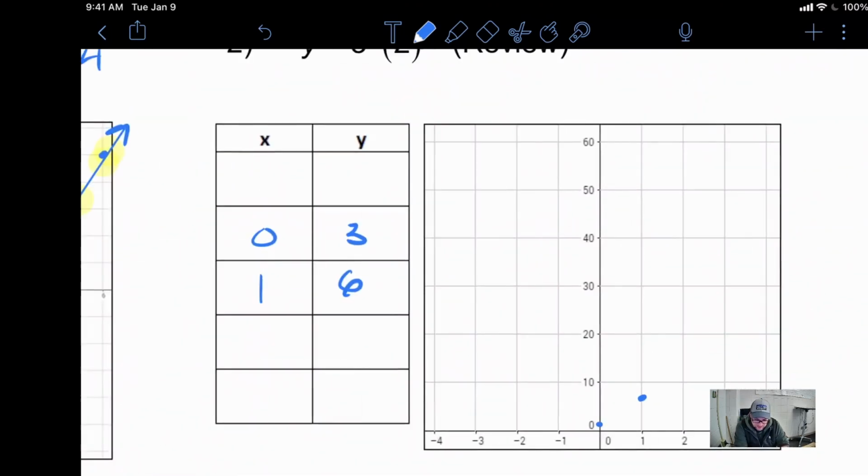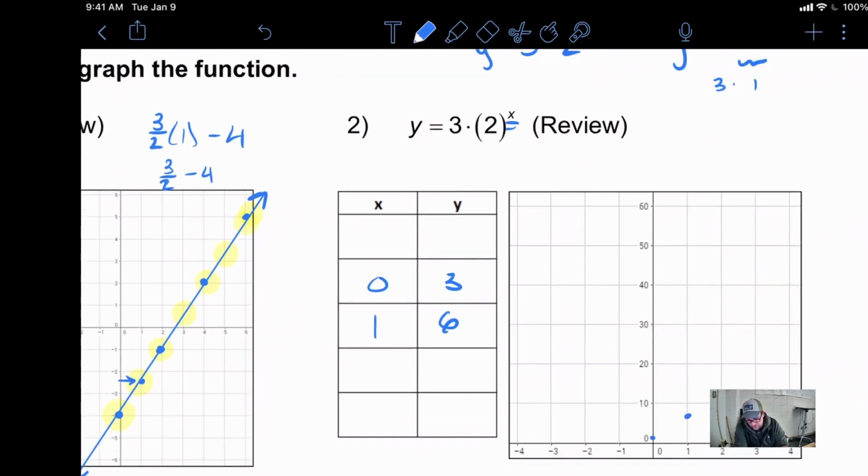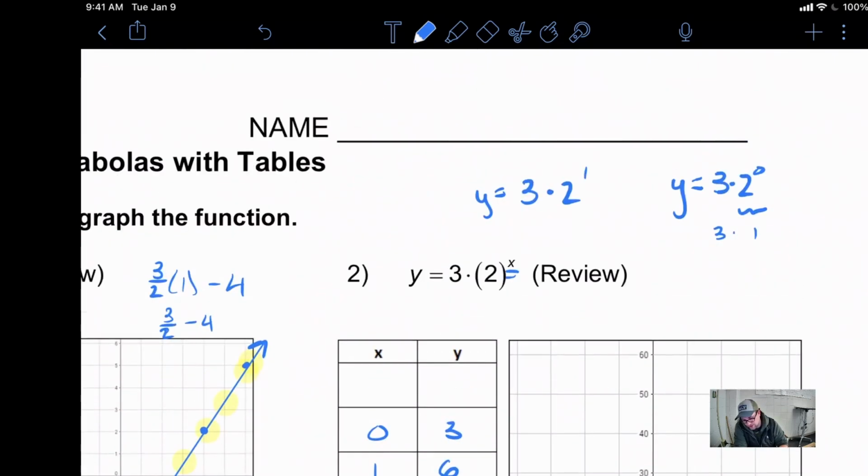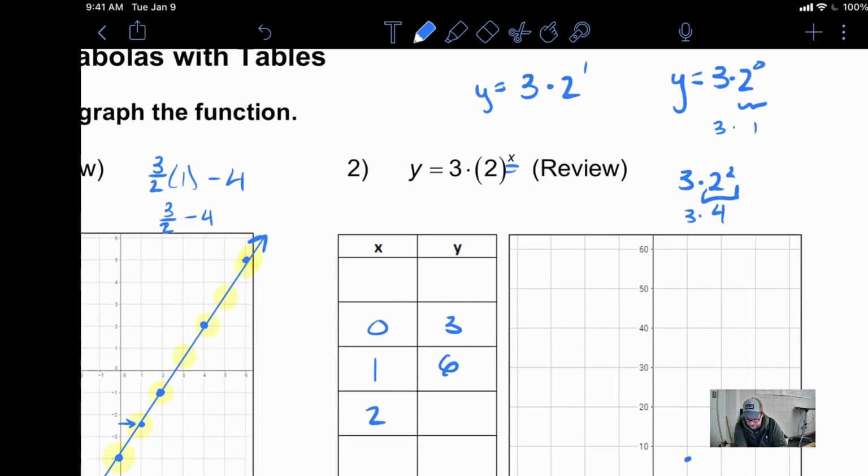And we can actually graph any functions we want. Let's do one more. So let's pick the point 2. If you plug 2 in, you're going to have 3 times 2 to the second power. 2 to the second power, of course, becomes 4. 4 times 3 is just 12.